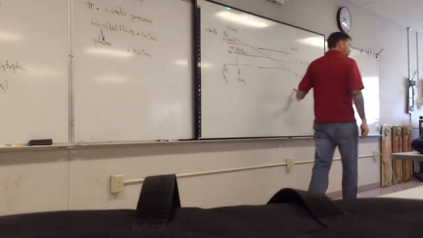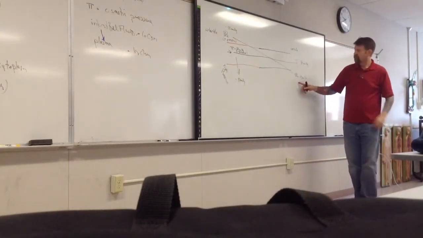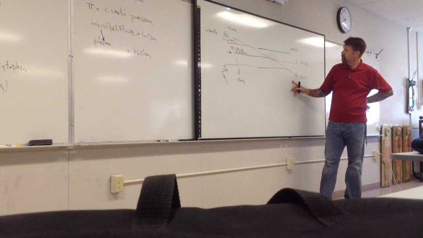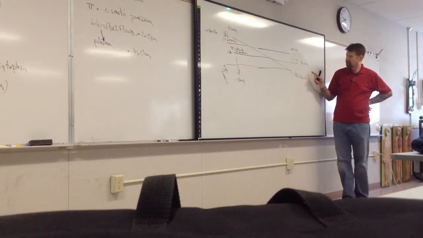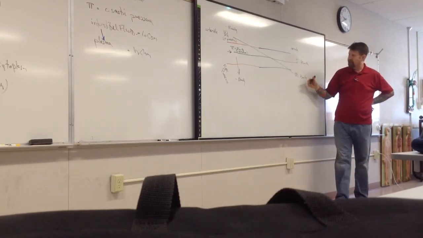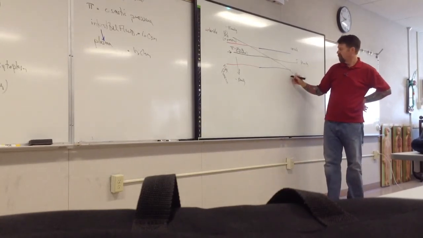What about over here? So now we're at the venular end. Negative 30, it's plus 23, negative 30, so it's a negative pulling in, right?